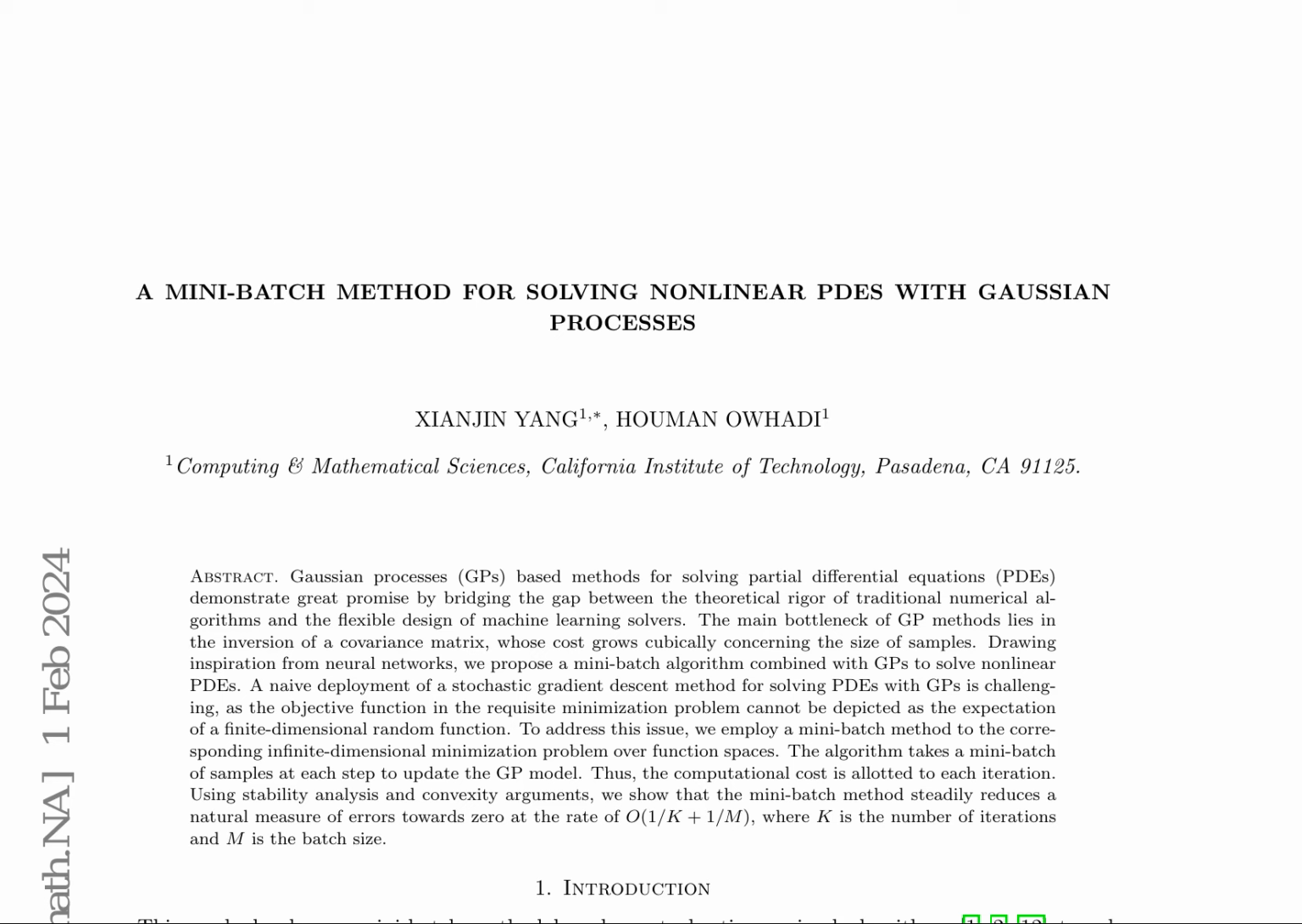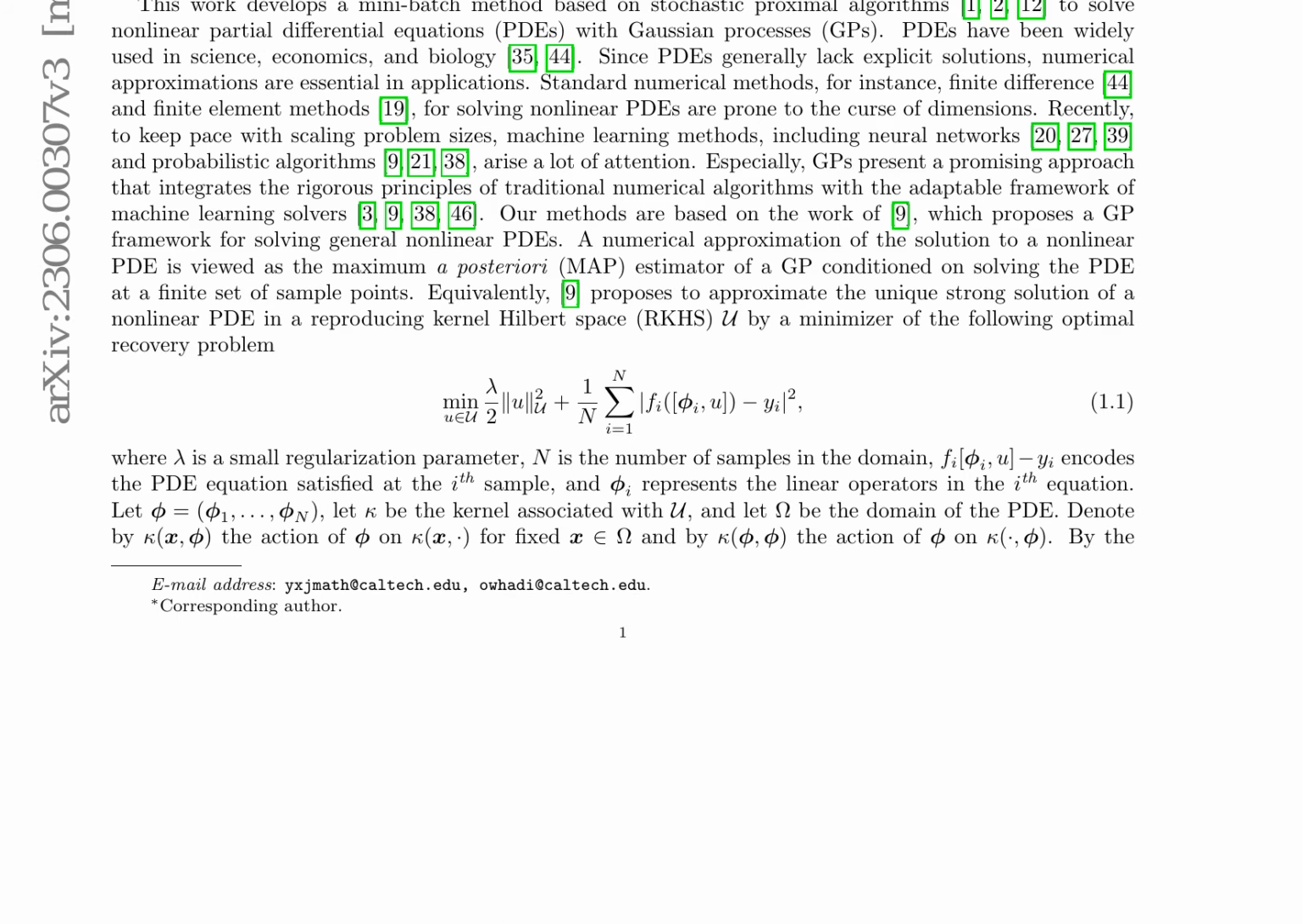Using stability analysis and convexity arguments, the authors show that the mini-batch method steadily reduces a natural measure of errors towards zero at the rate of O(1/(k+1)m), where k is the number of iterations and m is the batch size. The paper builds upon previous work on GP frameworks for solving general nonlinear PDEs, which views a numerical approximation of the solution as the maximum a posteriori map estimator of a GP conditioned on solving the PDE at a finite set of sample points.